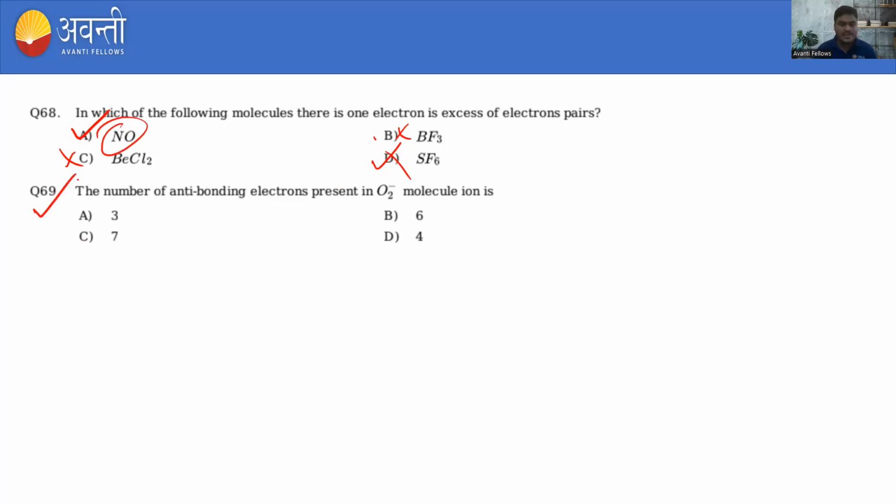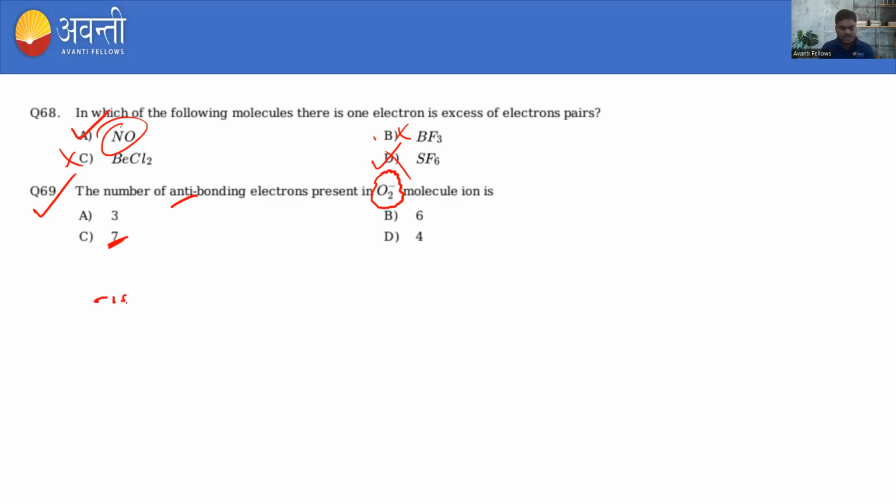Question number 69. The number of anti-bonding electrons present in the O2 negative molecule ion. So you have to calculate the number of anti-bonding electrons present in the O2 negative molecule ion, right? So what is the electronic configuration of this O2 negative molecule ion, beta? Can anyone tell me? How will you calculate this? Let me write it here. So for the O2 negative molecule ion, how will you write the electronic configuration?